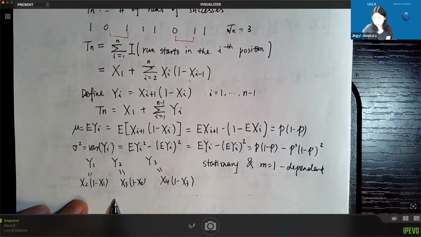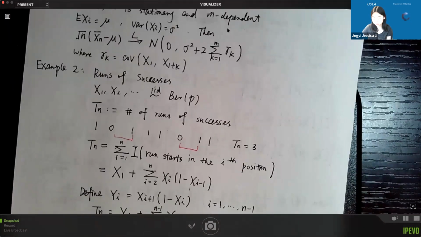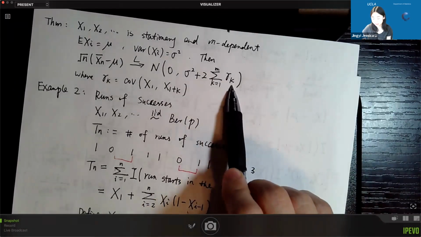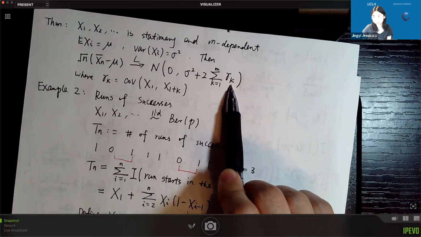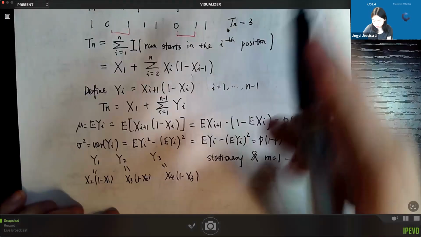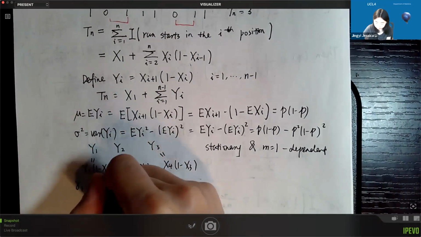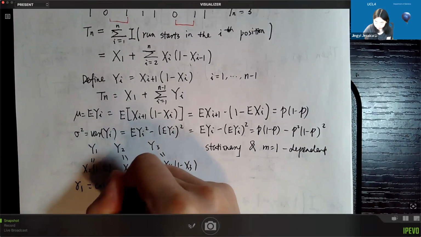And that is nice, because realizing that m is equal to 1, coming back to the theorem, I only have one gamma to calculate. That's gamma 1. Okay, so then gamma 1 is the covariance of y1 and y2.